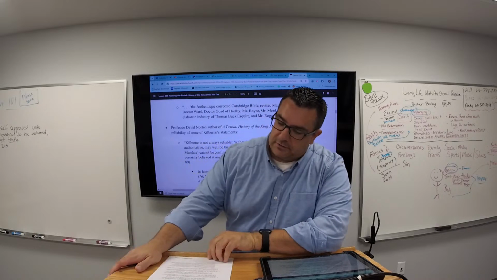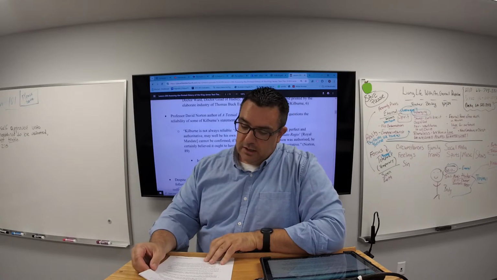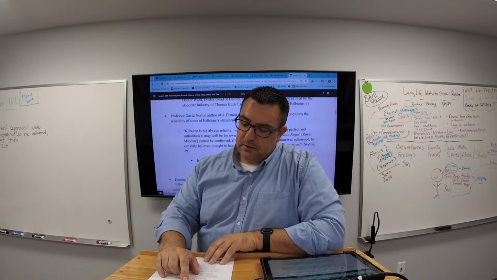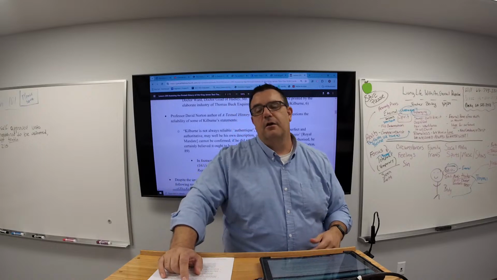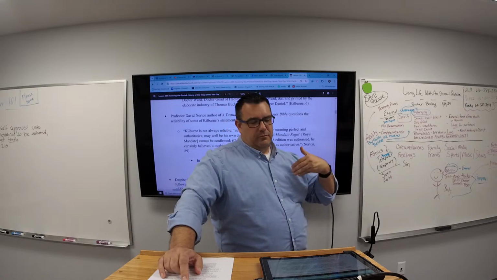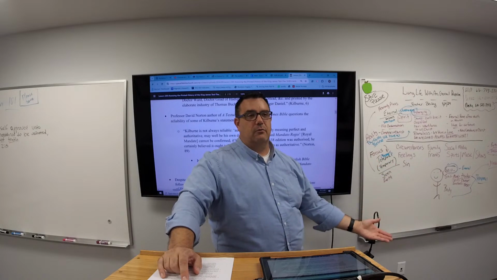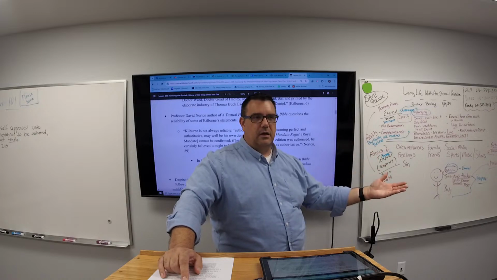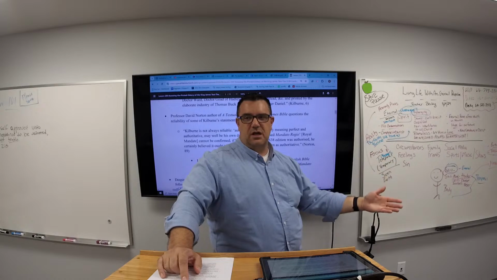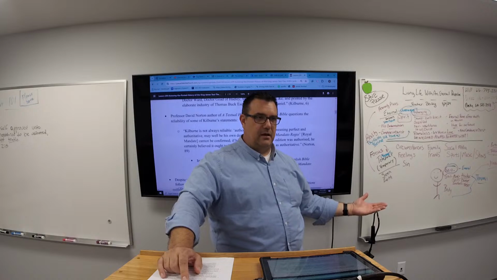Professor David Norton, author of A Textual History of the King James Bible, questions the reliability of some of Kilburn's statements. Quote, Kilburn is not always reliable. Authentic, presumably meaning perfect and authoritative, may well be his own description. So let's stop right there. What Norton is saying is that when Kilburn calls it authentic and corrected, that's Kilburn's opinion. There's nothing else to suggest that that's absolutely true the way Kilburn is representing it. Does everybody understand that? Okay?